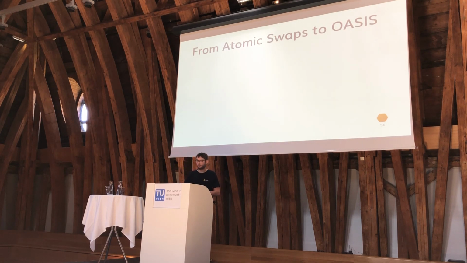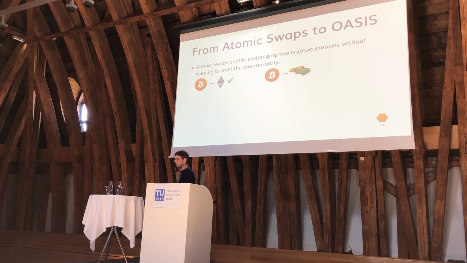And so what is this OASIS? When we thought about that, we looked at basically that atomic swaps can do exactly this between different cryptocurrencies, but when you now look at normal fiat money like euro or dollar, there's a problem. You can't do that. Why? Because fiat dollars and euros don't support HTLCs.